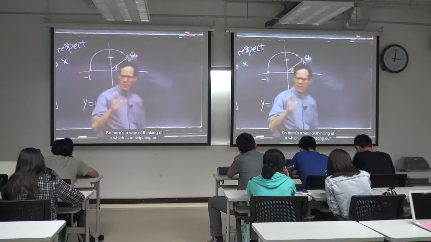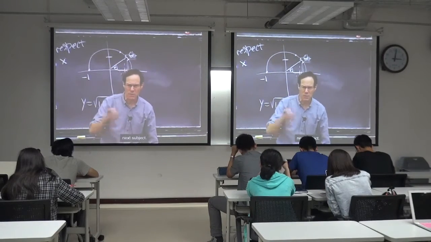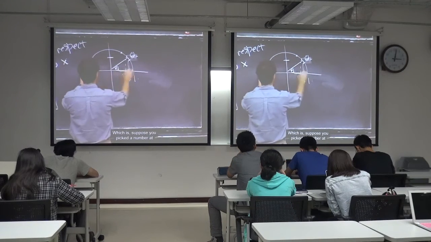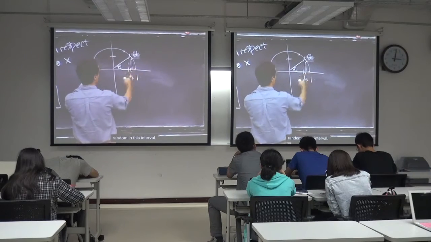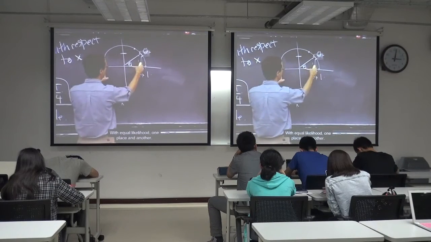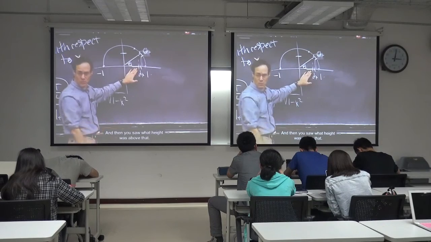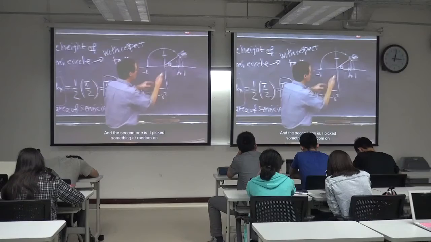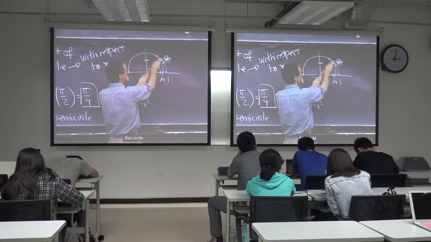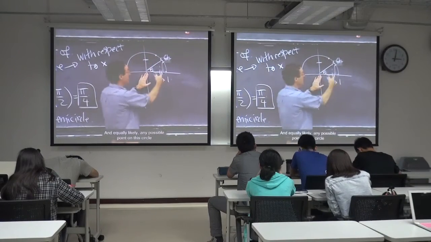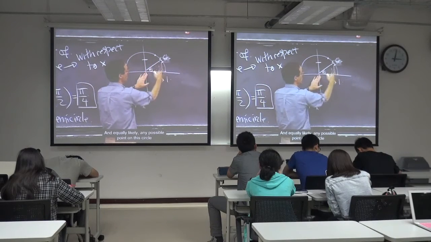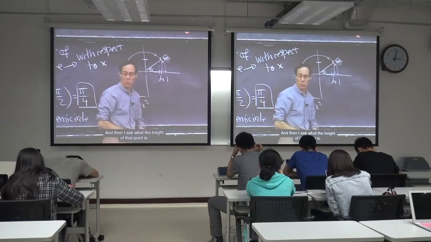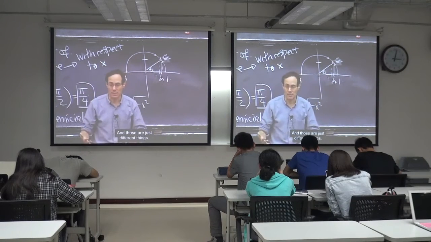So here's a way of thinking of it, which is anticipating our next subject, which is probability. Suppose you picked a number at random in this interval with equal likelihood one place and another, and then you saw what height was above that. That would be the interpretation of this first average value. And the second one is I picked something at random on this circle, equally likely any possible point on this circle according to its length. And then I ask what the height of that point is. And those are just different things.